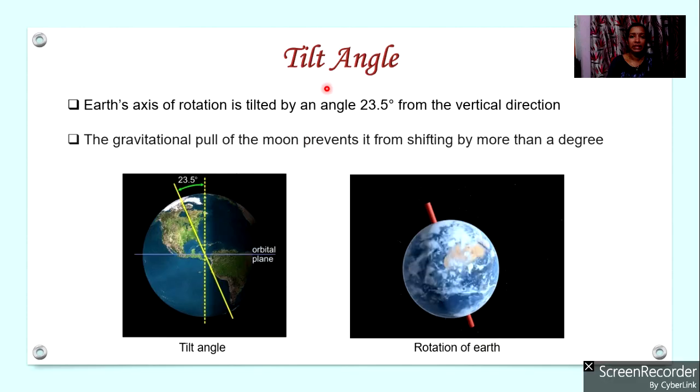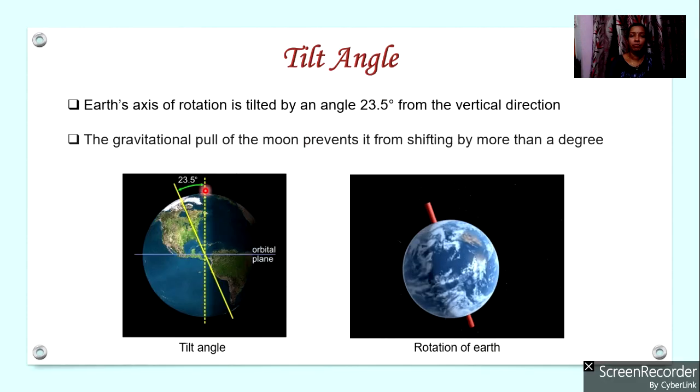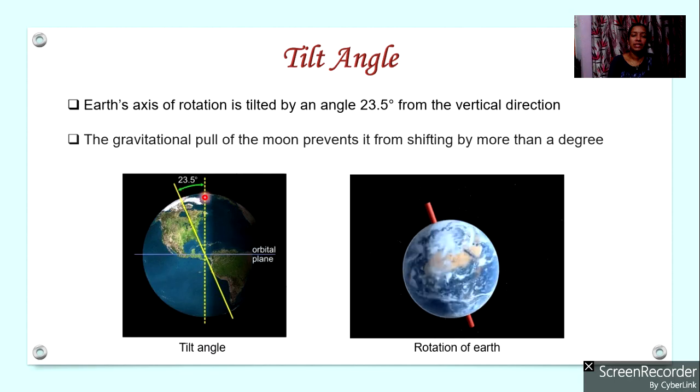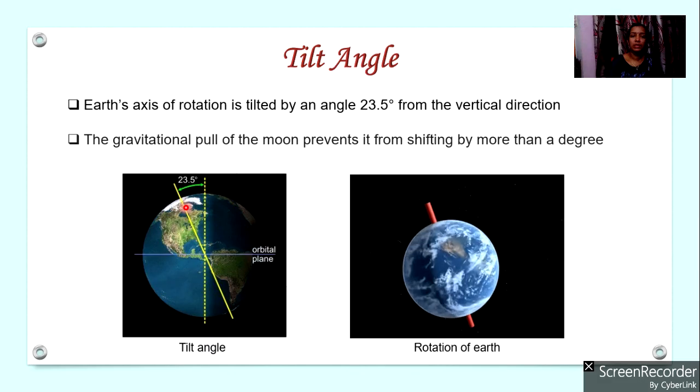is known as the tilt angle, the angle by which the axis of rotation is tilted. Tilt angle is estimated to be about 23.5 degree. As the Earth rotates, there is a chance for this value to vary, but the gravitational pull of the moon keeps this angle from varying more than 1 degree.